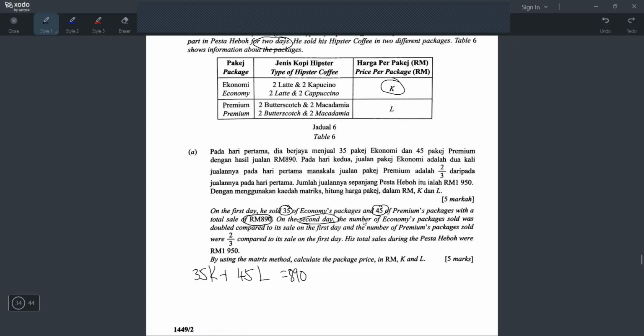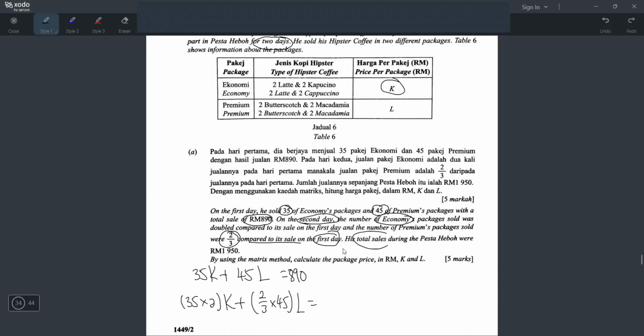What about the second day? On the second day, the number of economy packages sold was double compared to the first day. So if the economy package on the first day is 35, on the second day it will be 35 times 2. This is how you get the number of packages for the second day. But if I want to find the price, I will times with K, right? And then plus the premium package sold, 2 over 3 compared to the first day. So 2 over 3 times 45 to get the number of premium packages on the second day, and then multiply with L to get the price, to get the total sale. And they should give me the total sale for the second day.